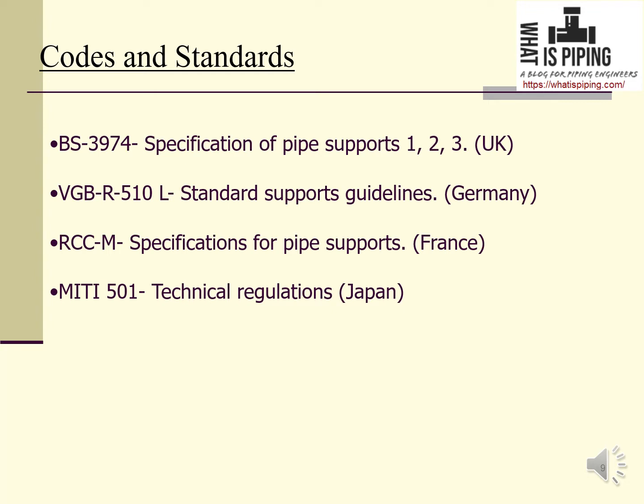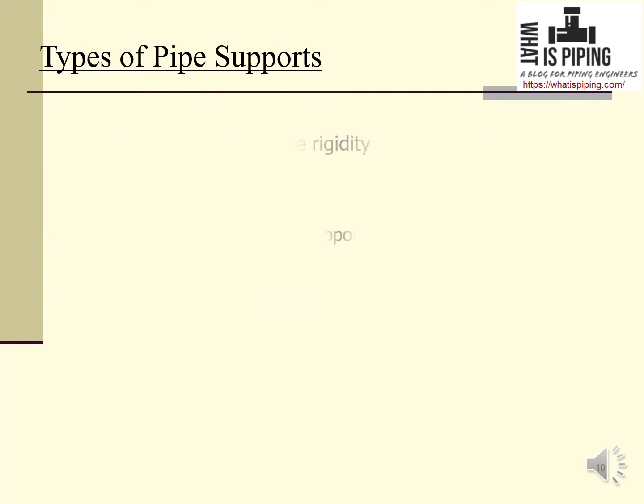VGB-R-510L. This is from Germany. This is standard support guidelines. Then RCC-M, specifications of pipe supports by France. Similarly, MITI 501. This is from technical regulations by Japan. So all these codes and standards provide some guidelines to design the pipe support standards or pipe support drawings effectively.